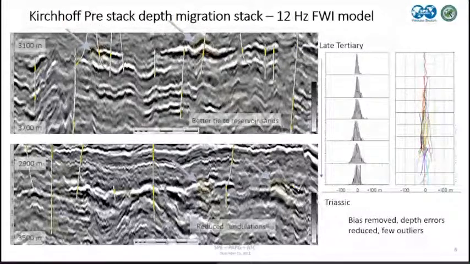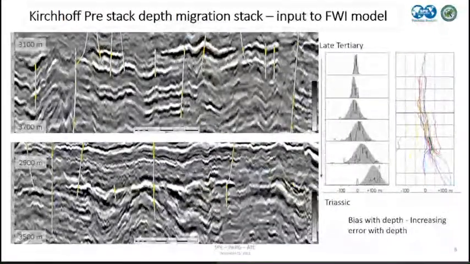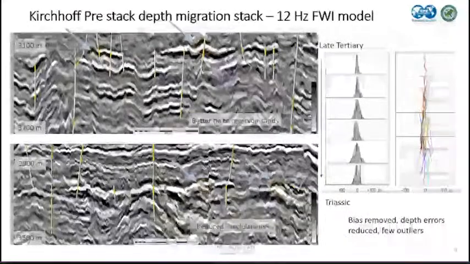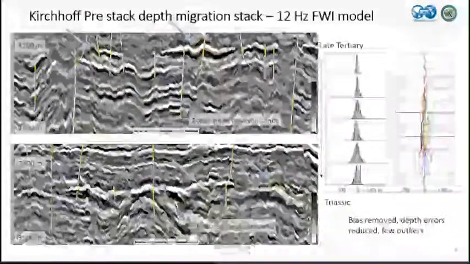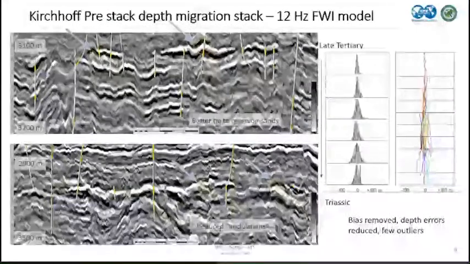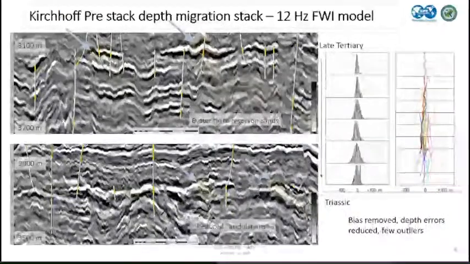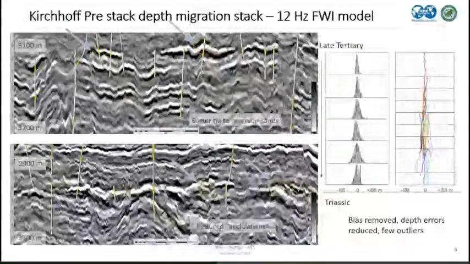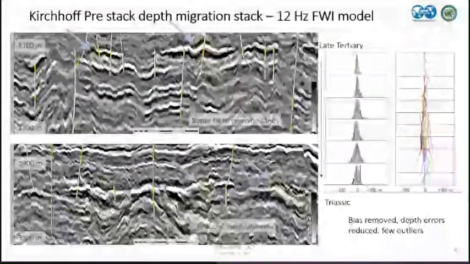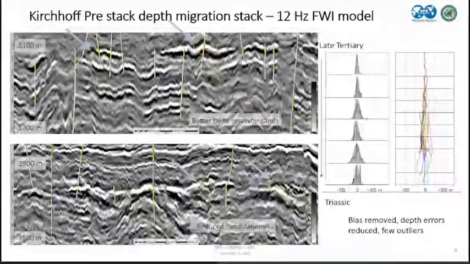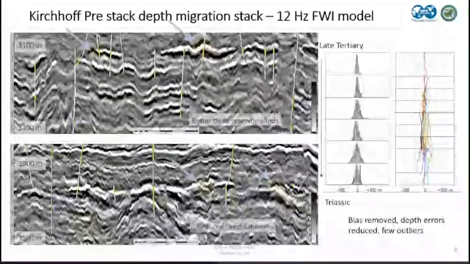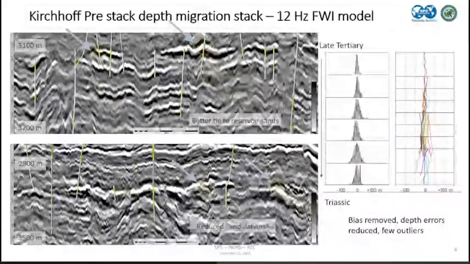So we have reduced undulation. We are seeing a better tie to reservoir. The sands are better mapped. And on the right-hand side, we can see the mis-ties significantly reduced from, we were talking 50 to 80 meters before full waveform inversion, and now we're looking at 5 to 15 meters. We're into 1 to 3 samples, seismic samples.